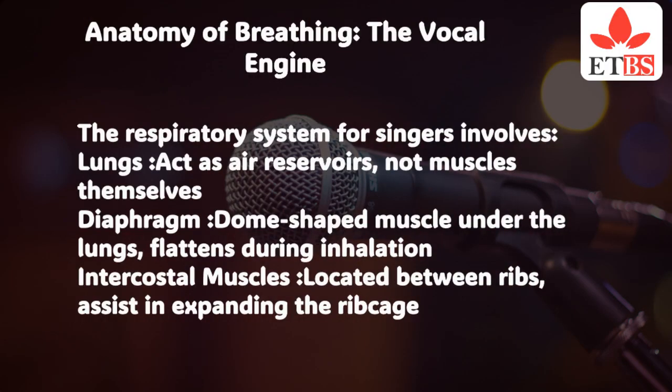Anatomy of breathing. The vocal engine. The respiratory system for singers involves lungs, which act as air reservoirs, not muscles themselves. Diaphragm, a dome-shaped muscle under the lungs, flattens during inhalation. Intercostal muscles, located between ribs, assist in expanding the rib cage. Abdominals help manage exhalation during phrases. Thoracic cavity expands to allow lung inflation. Larynx and vocal folds use air pressure to vibrate and produce sound. Understanding how these parts coordinate enables vocalists to breathe efficiently, manage air consciously, and sing with confidence.